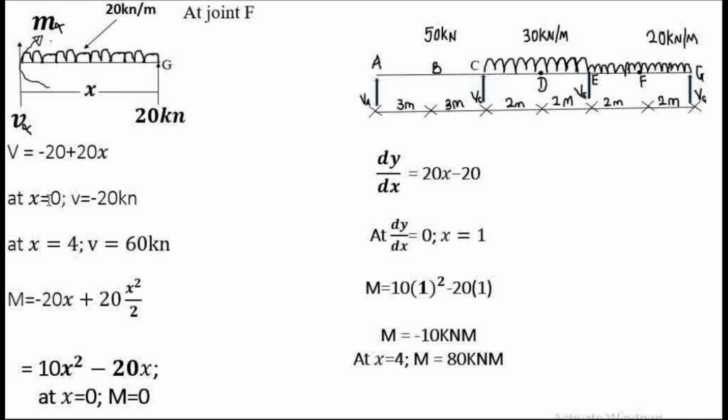Then at x equal to 0, we have V alpha equal to minus 20 kilonewton. So at this particular point G, our shear force is negative 20 kilonewton. At x equals 4 meters, V is equal to 60 kilonewton. So if you substitute for x in this equation, you have 60 kilonewton. Therefore, can we draw this shape and see how it looks before we continue the expression?